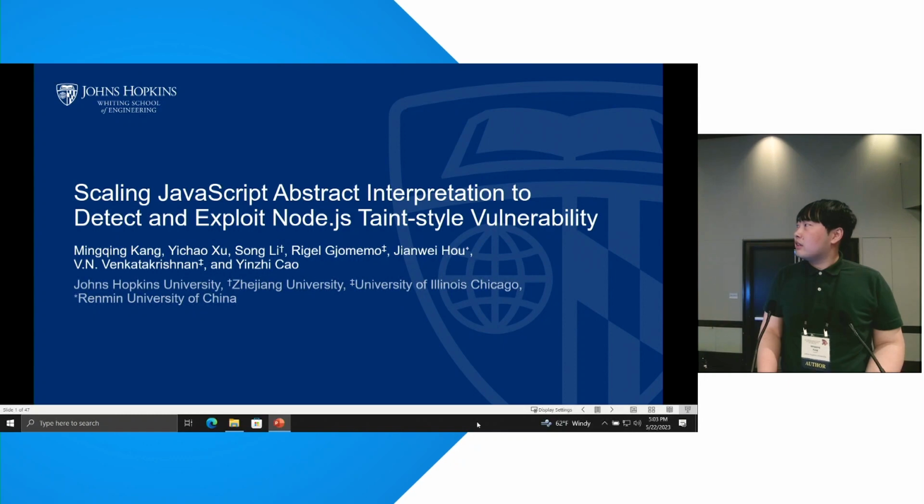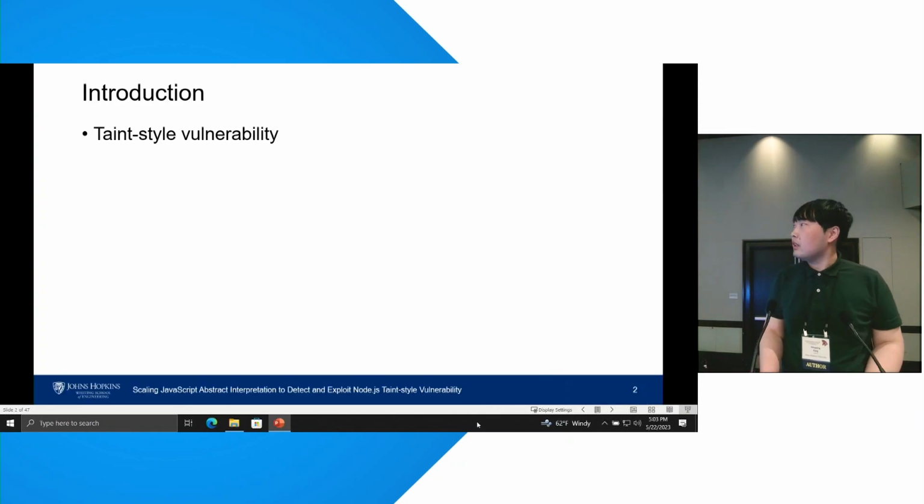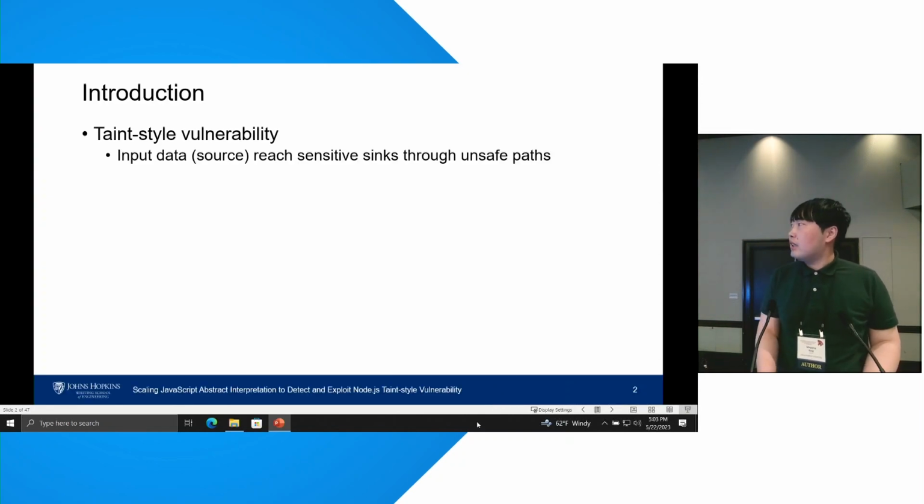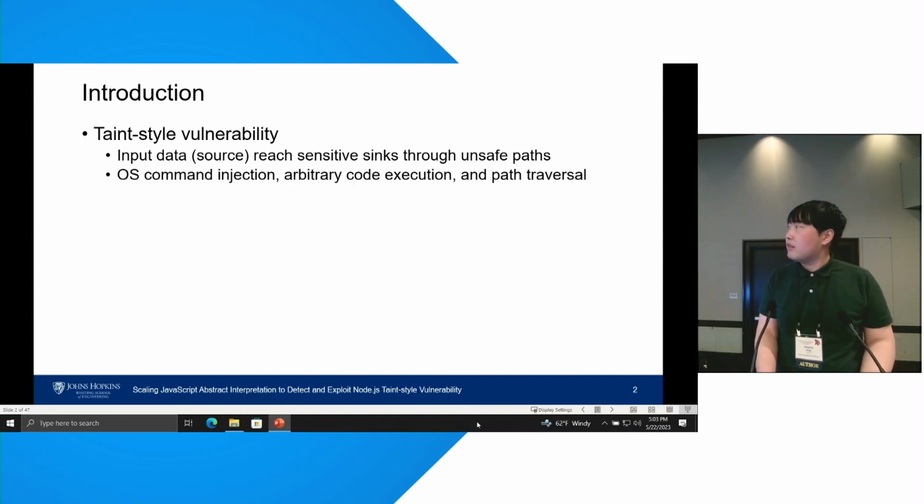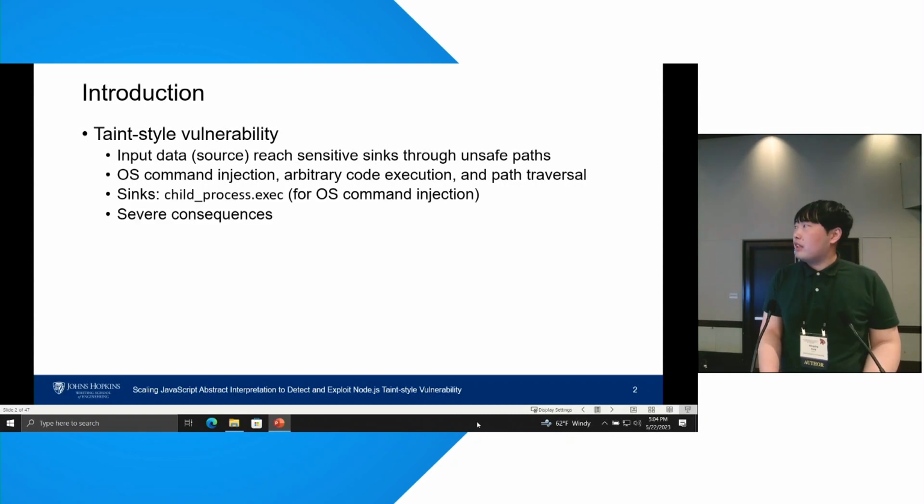Today I'm presenting scaling JavaScript abstract interpretation to detect and exploit Node.js taint-style vulnerability. Taint-style vulnerability is the typical class of weakness where the input data reach sensitive things through unsafe path. Including OS command injection, these vulnerabilities can lead to severe consequences.